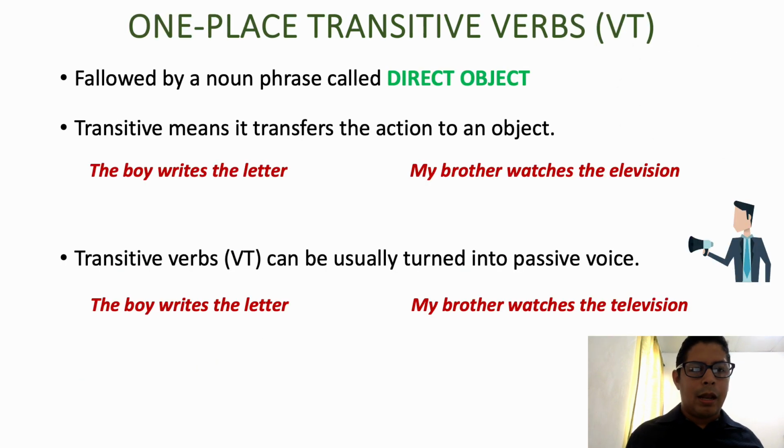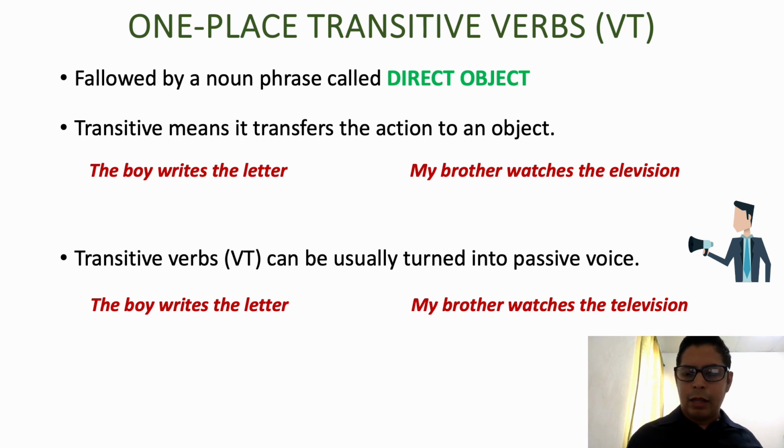Okay? Let's continue with one place transitive verbs. It is represented by the letters VT. And it's transitive because it's followed by a noun phrase called a direct object. Okay? And we are going to pay attention to what a direct object is. Transitive means it transfers the action to an object. As I said before, that object will be a direct object, and that direct object is still a noun phrase.